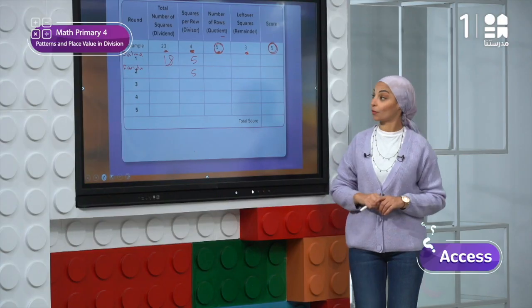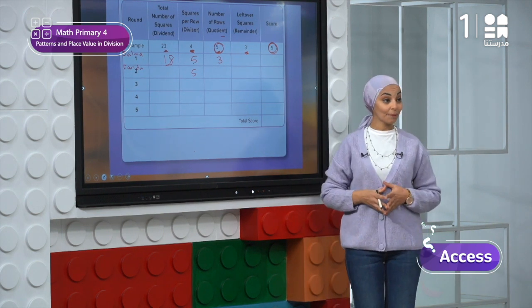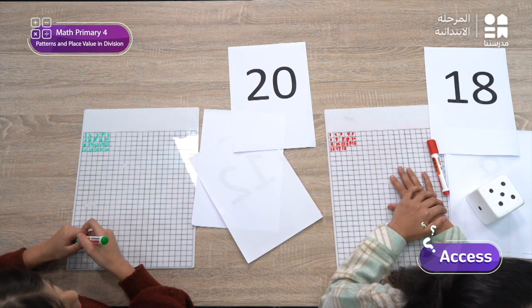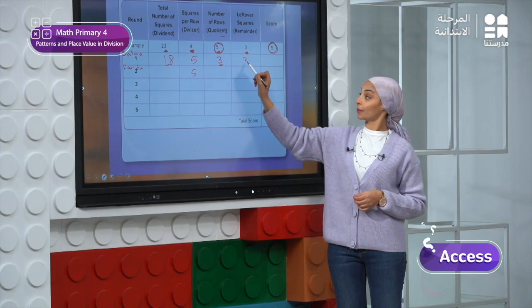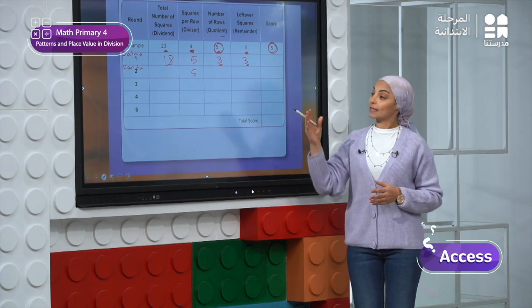3 rows? Yes. Okay. And tell me, في أي remainder عندك يا سلمى؟ Yes. How many squares? 3. 3. يعني your answer is 3 and 3 remainder. Yes. Okay. So let's see Farida.